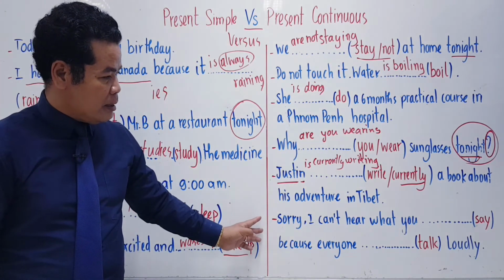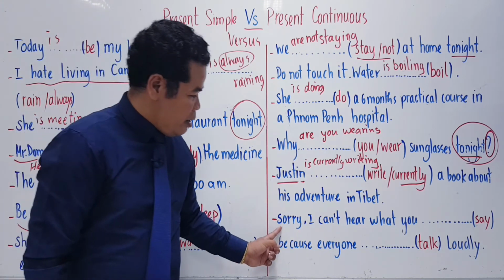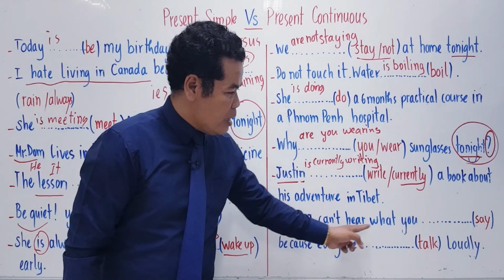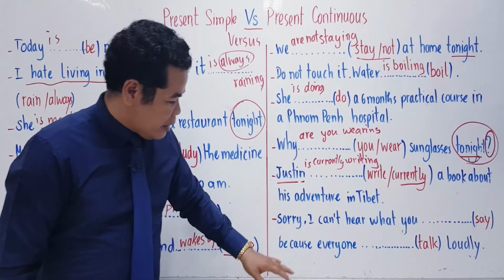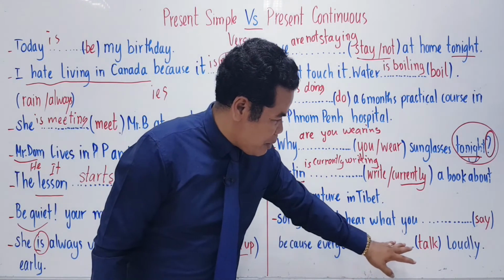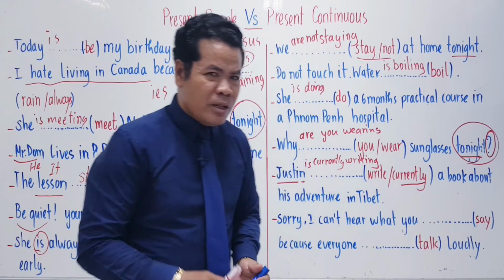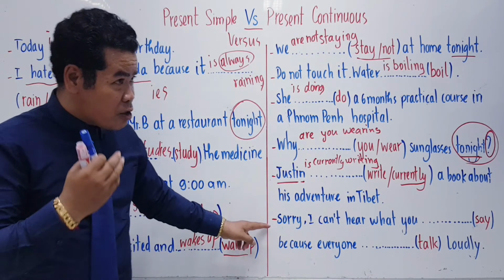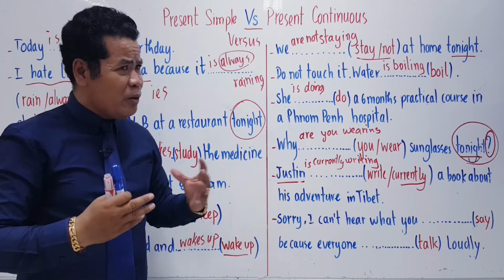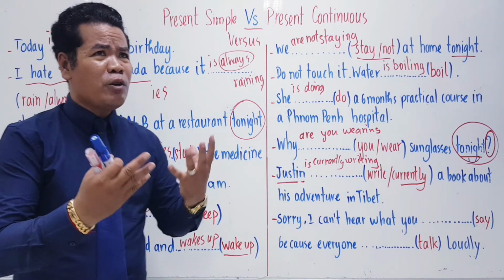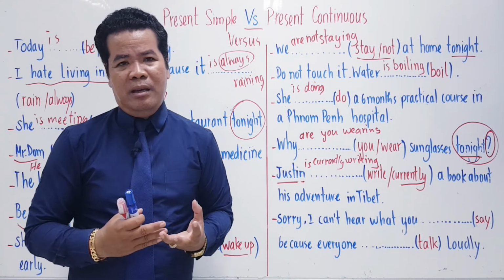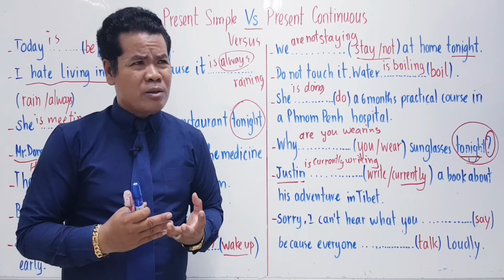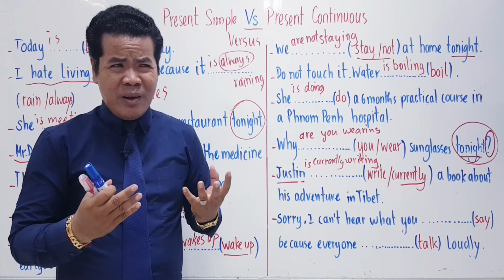Let's go to the last example. Sorry, I can't hear what you... because everyone, blank, and talk loudly. So you just see the situation. Look at the situation. Sorry. When you say the word sorry, it already shows a negative meaning. Sorry, I cannot hear you.